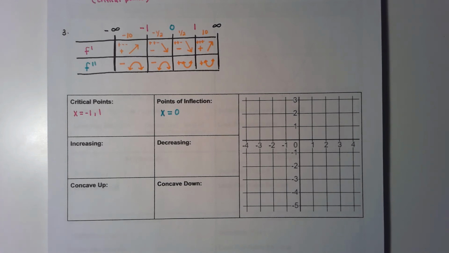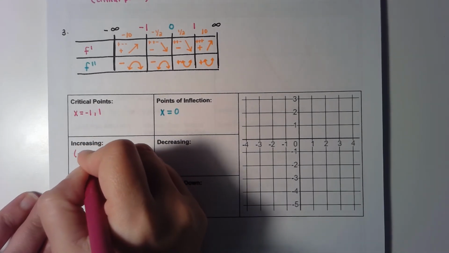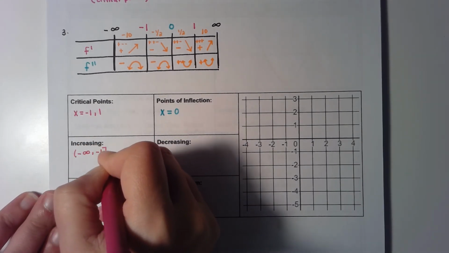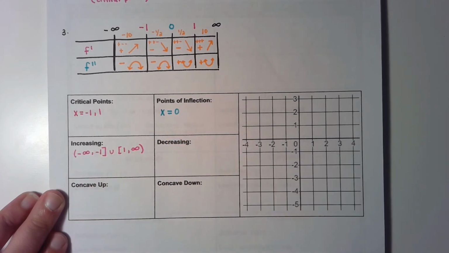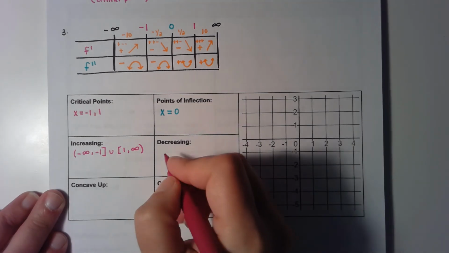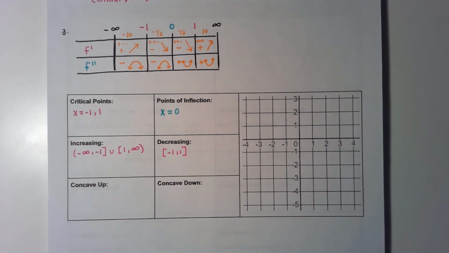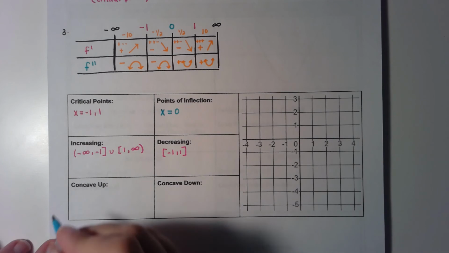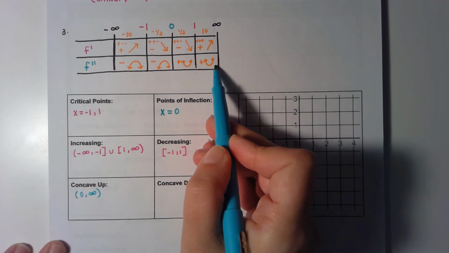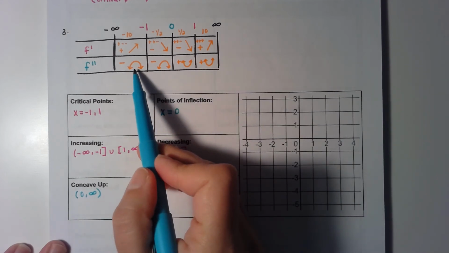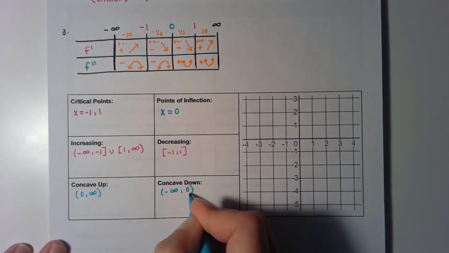For increasing, I'm going to look for where the top row of the table is positive. So that would be from -infinity to -1, and also from +1 to infinity. And for decreasing, I'm going to look for where the first row of the table is negative, which would be from -1 to 1. Now for concave up and concave down, I'm going to look at the second row of the table. So I'm going to be concave up between 0 and infinity because I'm concave up this whole time. And lastly, I'm going to be concave down between -infinity and 0 because, again, I'm concave down this whole time.